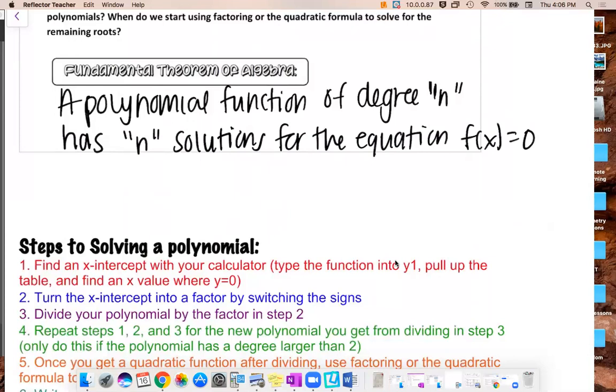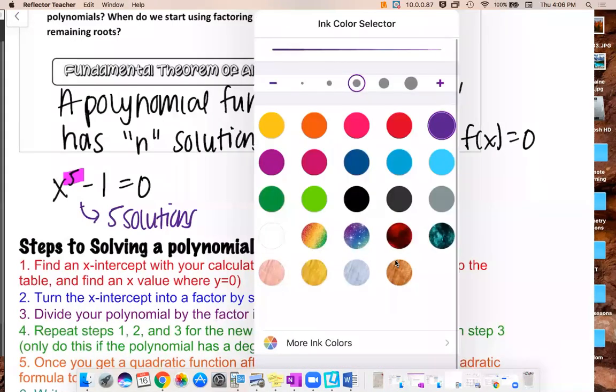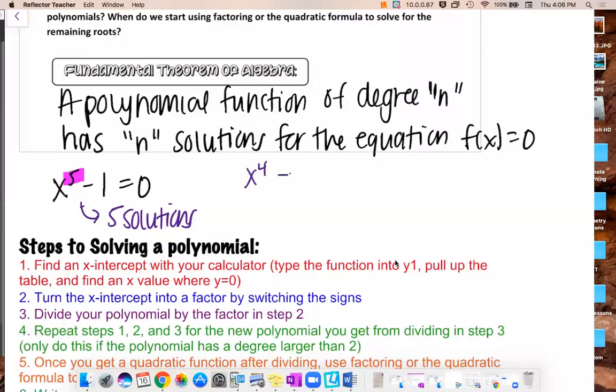So for example, if I have x to the 5th minus 1 equals 0, my degree right here is 5. That means this should have 5 solutions whenever we're all finished. And if you have x to the 4th plus 2x minus 1 equals 0, this is a degree 4, so it should have 4 solutions whenever you're totally done. So that's all this fundamental theorem of algebra is. Your degree tells you solutions, then you just want to check that whenever you're done.